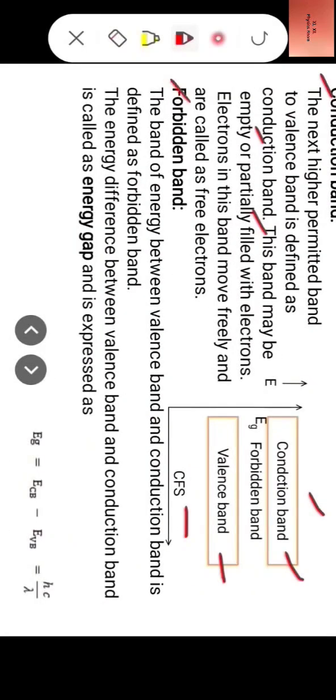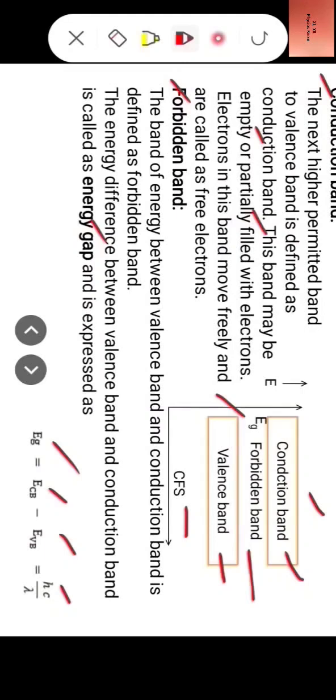Now, forbidden band. The band of energy between valence band and conduction band is defined as forbidden band. I repeat, the band of energy between valence band and conduction band is defined as forbidden band. The energy difference between valence band and conduction band is called energy gap and is expressed as Eg equal to ECB minus EVB, and it is equal to hc by lambda.